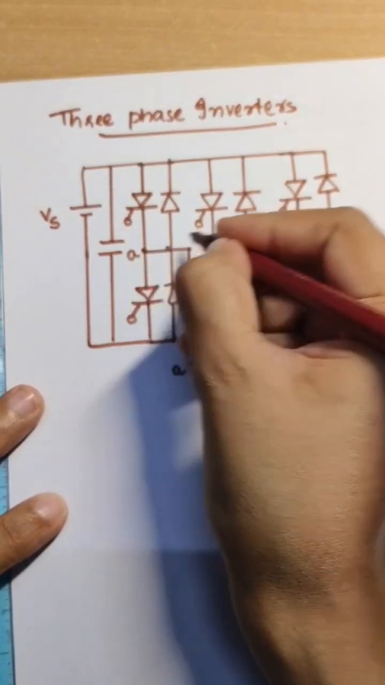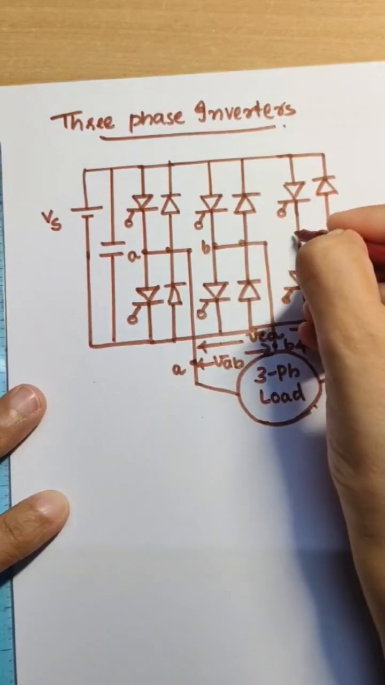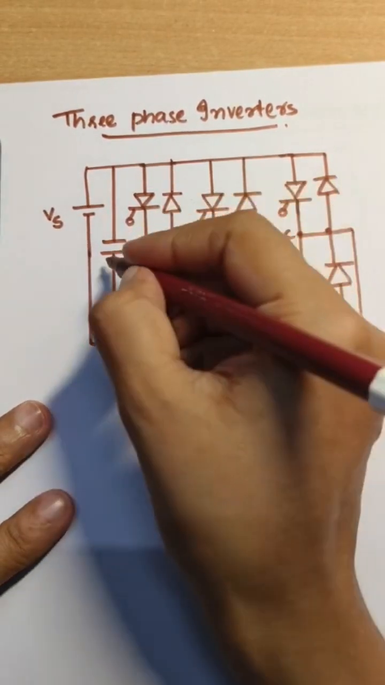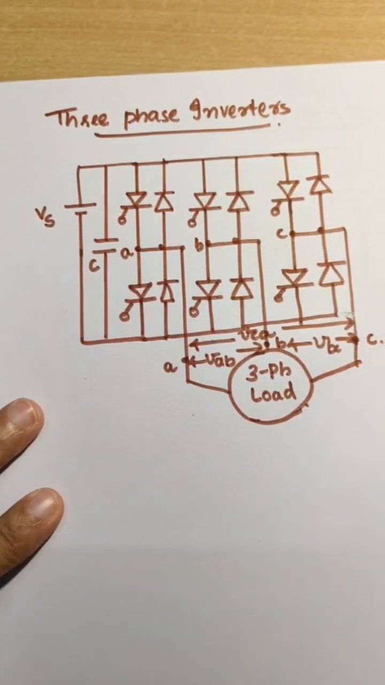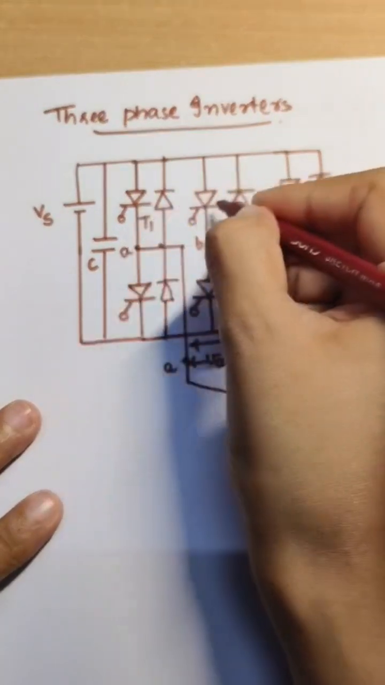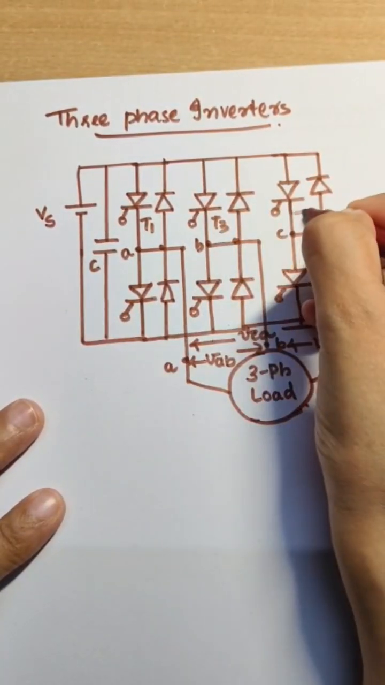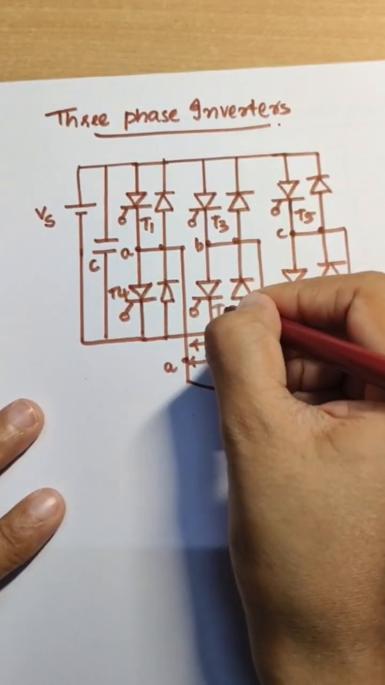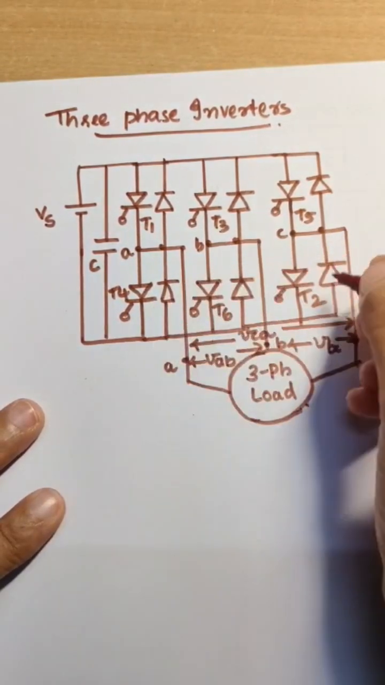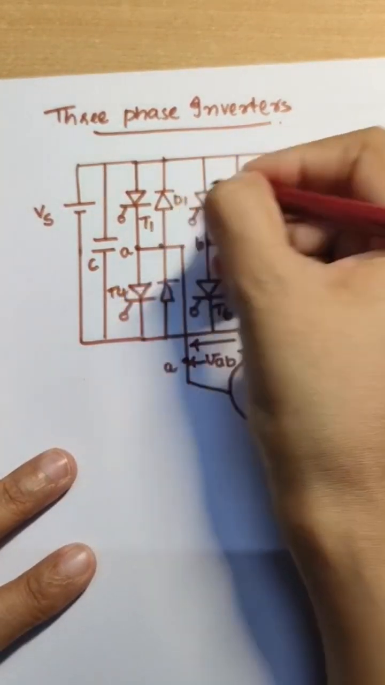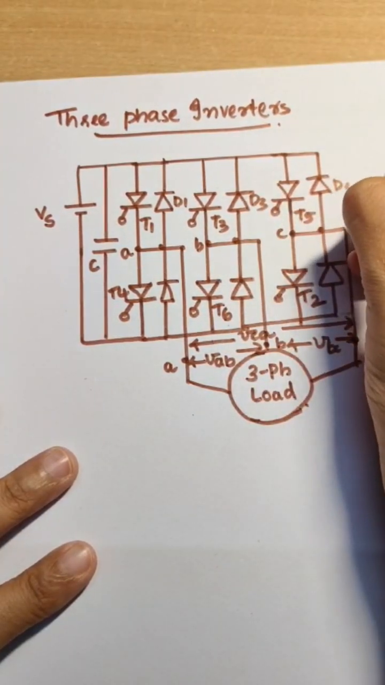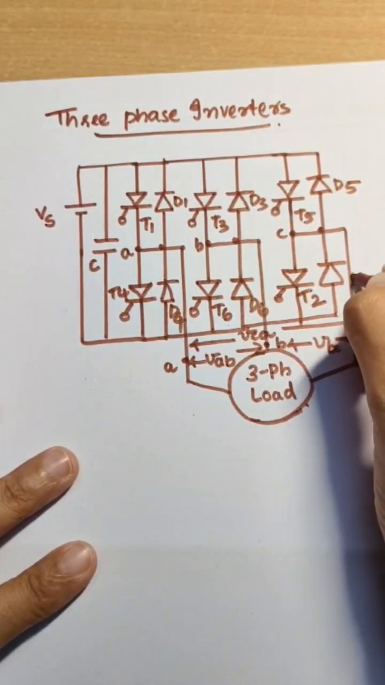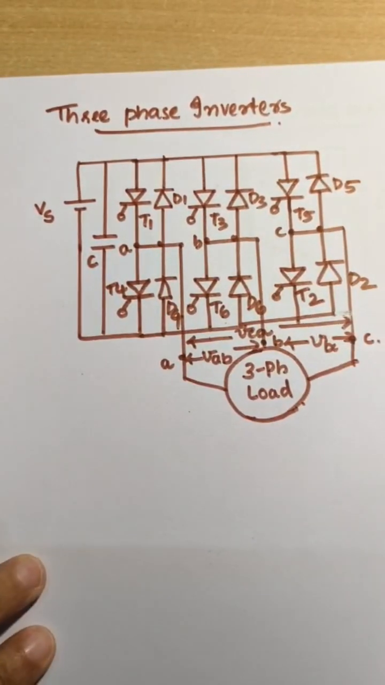Here also we are indicating A, B and C phases. Numbering of the elements is the same as in rectifier three-phase circuits, that is 1, 3, 5 belong to the upper group and 4, 6, 2 belong to the lower group. Similarly, D1, D3, D5 belong to the upper group of diodes and 4, 6, 2 indicate the lower group of diodes.